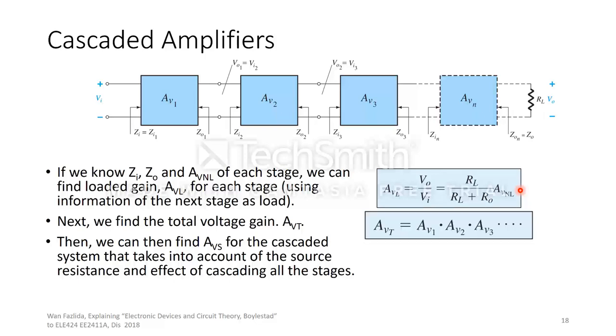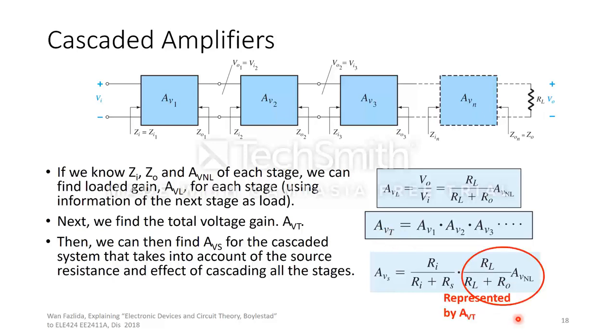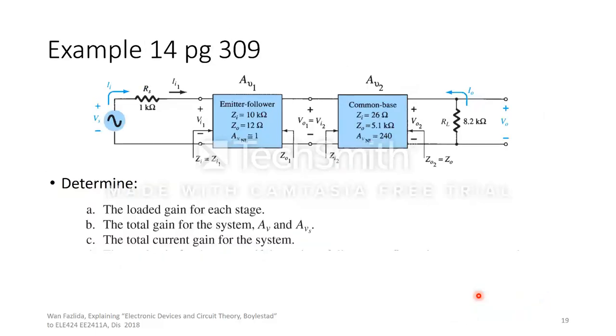Next, we find the total gain, again from the previous slide, which says that you just multiply the gains. Then you can find the effect of the source resistance if you want, by using the formula that we have covered just now, which shows that there are two reducing factors here. But in this case, for RL and R out, if we already have AVT, you just multiply it with the input resistance and RS, which we're going to have a look at in this example here.